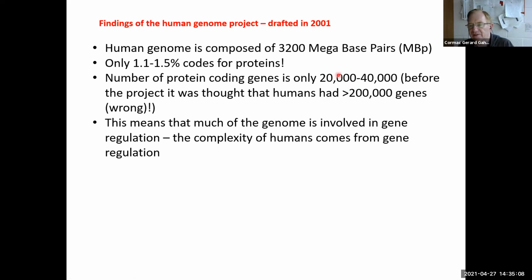They only found 20,000 genes. We said this in the previous lecture: only around 20,000 to maybe 30,000 genes. Before that, it was thought that we had 200,000 genes. So a big difference. And this means that much of the genome is involved in gene regulation, and the complexity of humans comes from gene regulation.